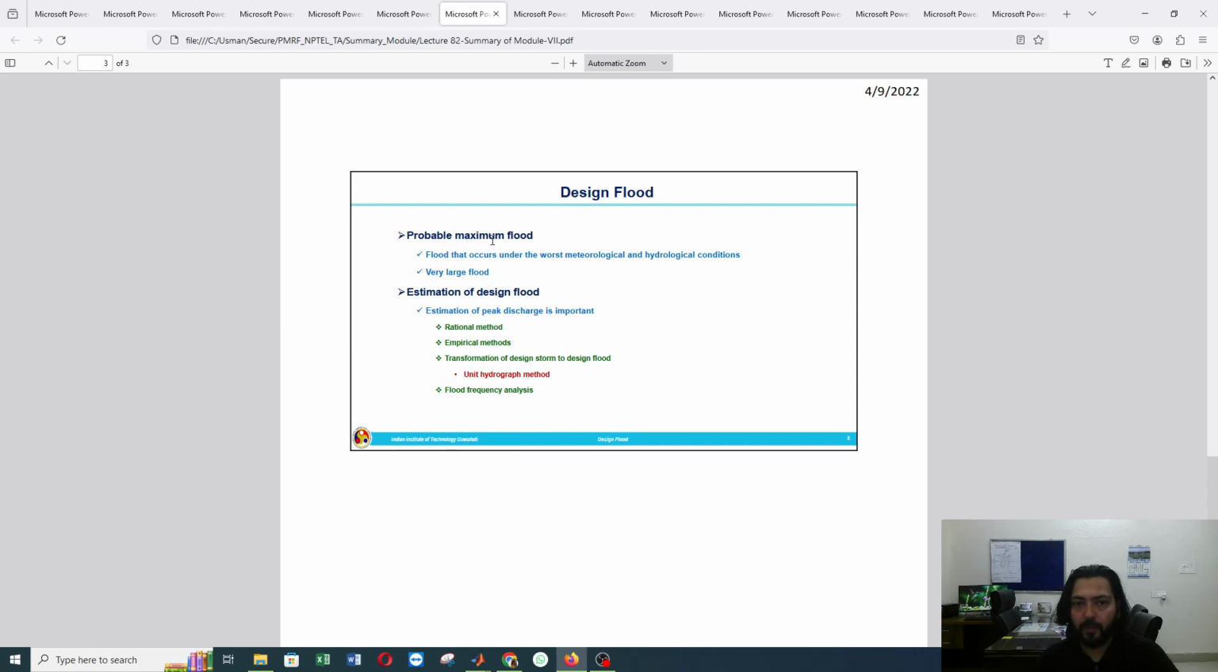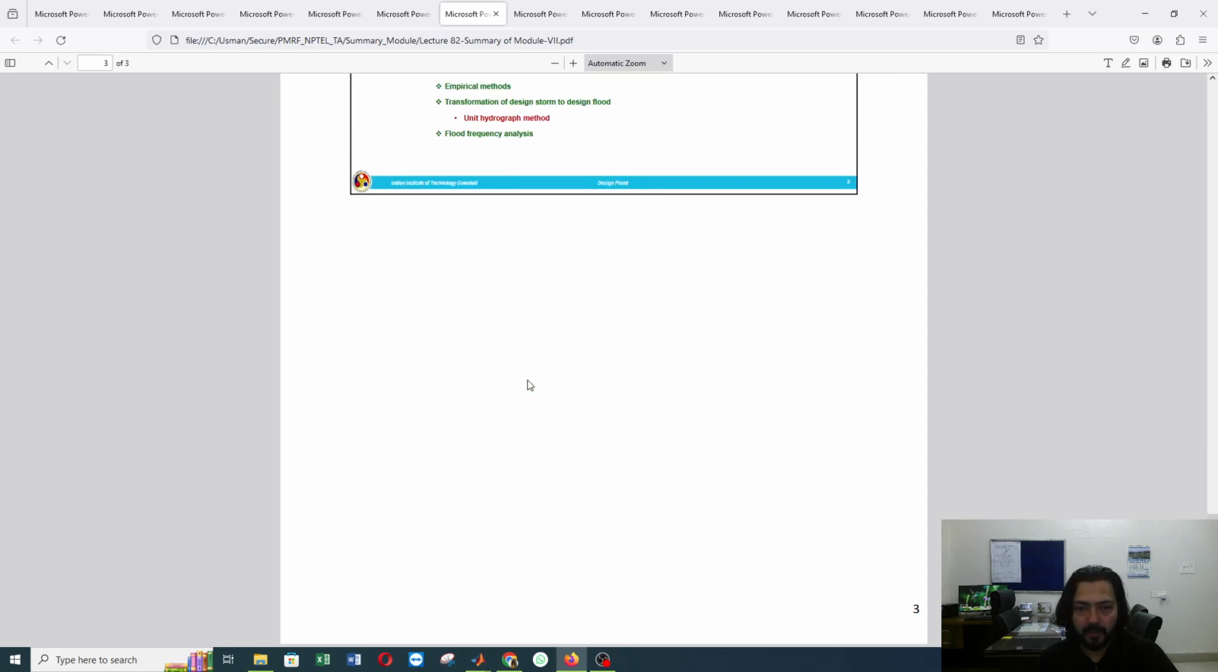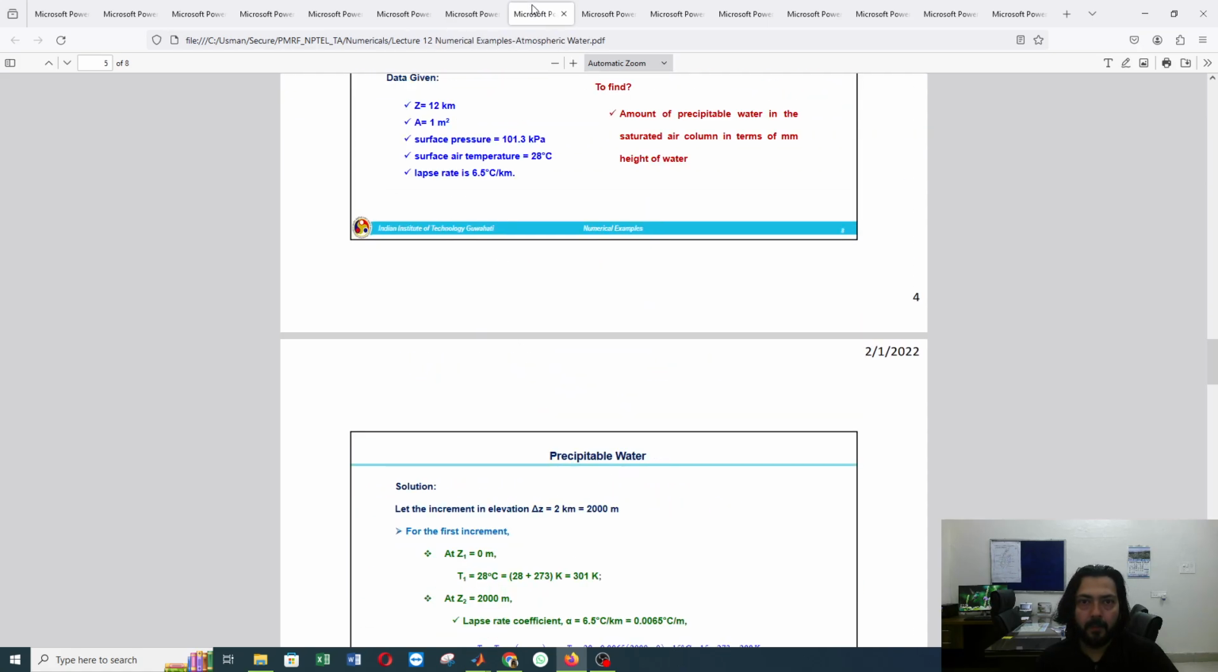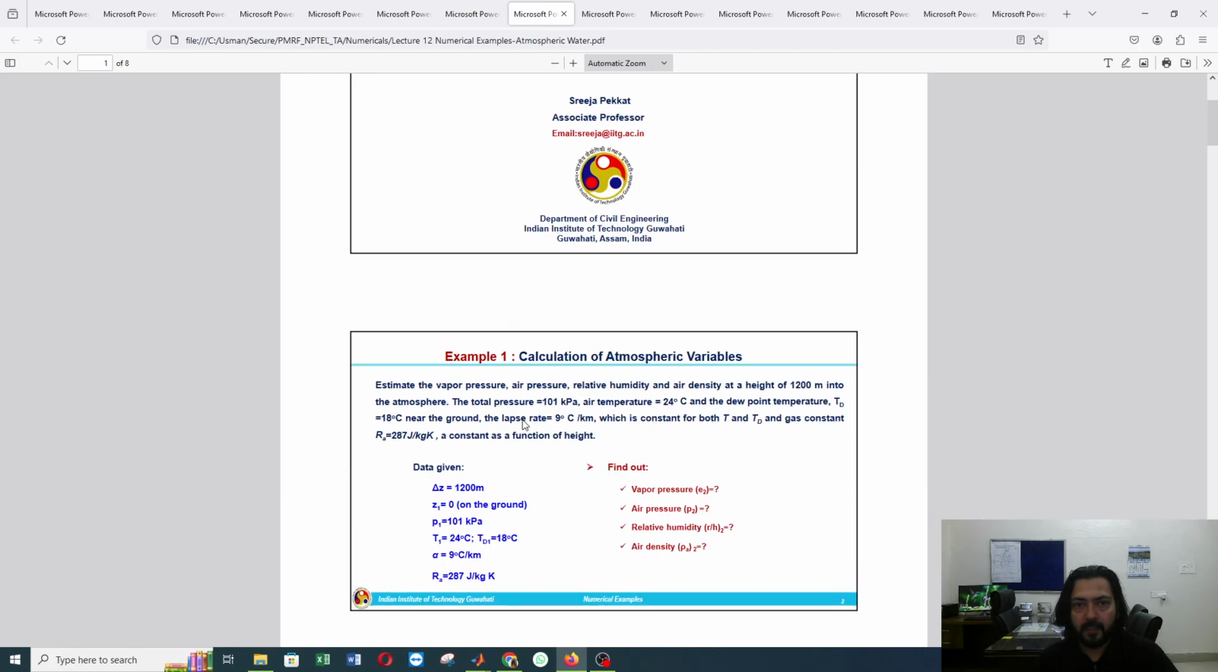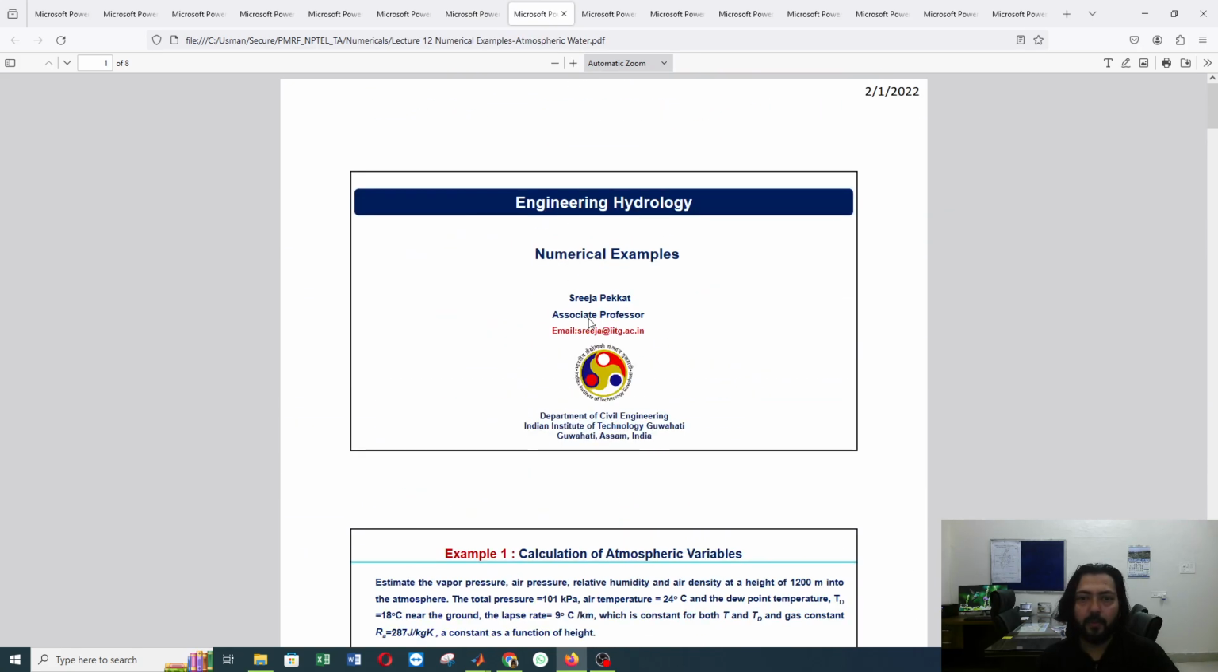The first approach is probable maximum flood. In probable maximum flood we can use the rational method, or we can use an empirical method, or we can use flood frequency analysis. Then these are a few of the numericals that we have seen over the period of the course.